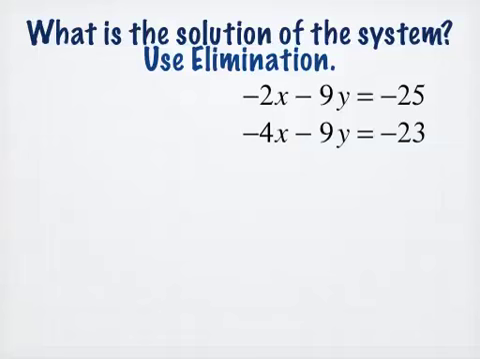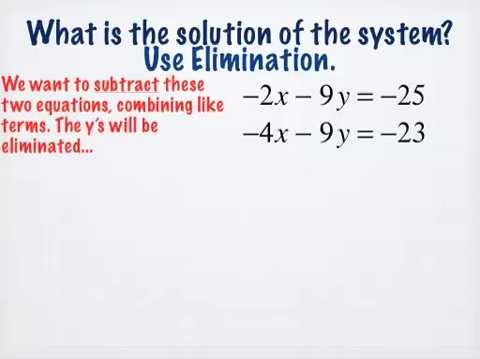In order to get our negative 9y to equal 0, we need to subtract these two equations, combining like terms. The y's will be eliminated. So we're going to subtract negative 2x minus negative 4x. This is going to be that double negative, so it's actually negative 2x plus 4x, which equals 2x. Integer rules, again, you can use your calculator though. Just plug in negative 2 minus negative 4 and know that the x needs to come down with it.